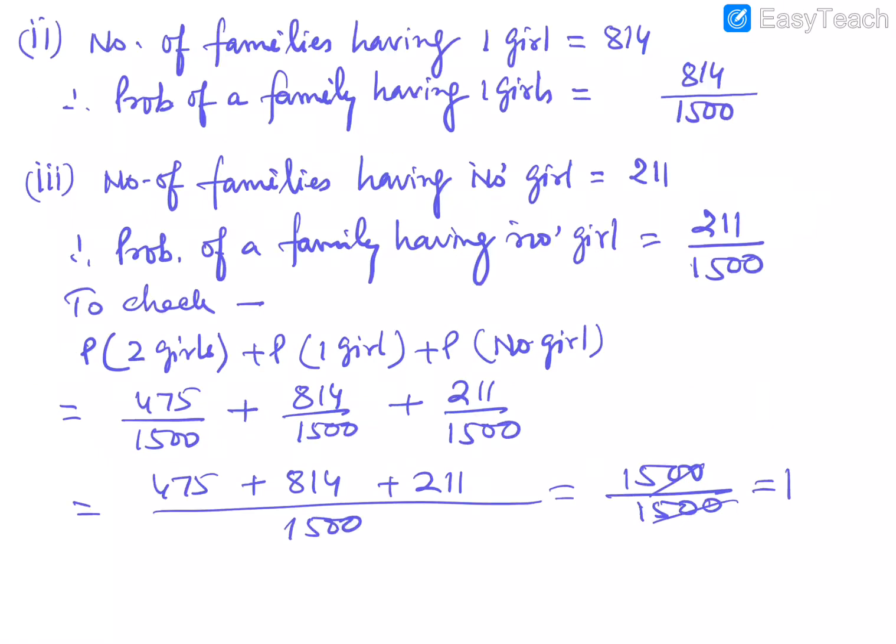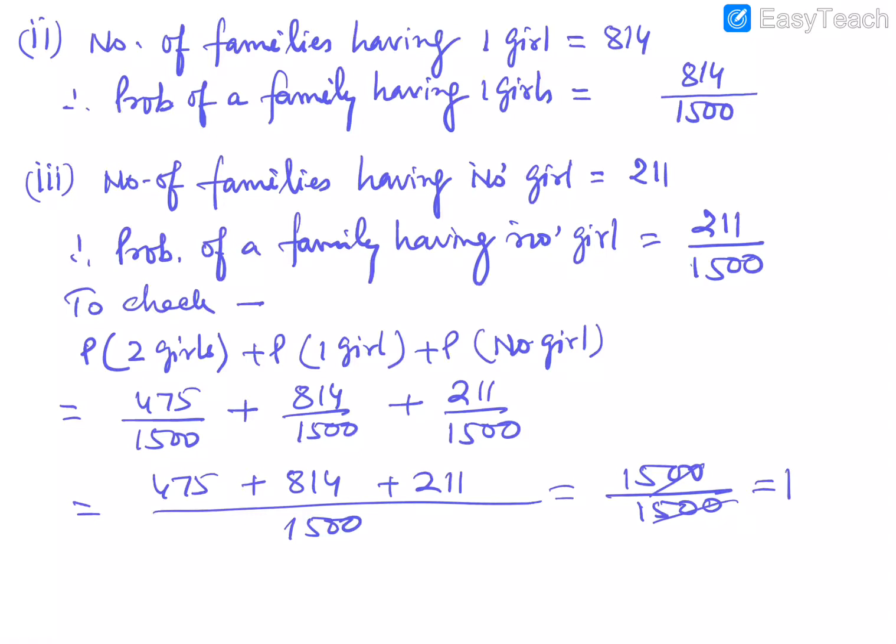In second part, we have to find out the probability of a family chosen at random having one girl, and this will be 814 upon 1500, because number of families having one girl is equal to 814. In third part, number of families having no girl is equal to 211, and therefore probability of family chosen at random having no girl will be equal to 211 by 1500.